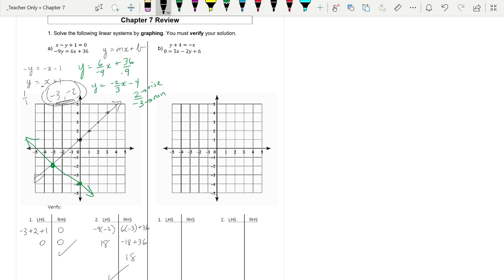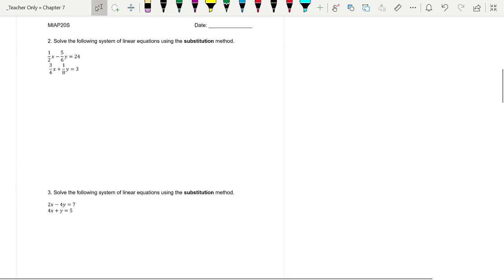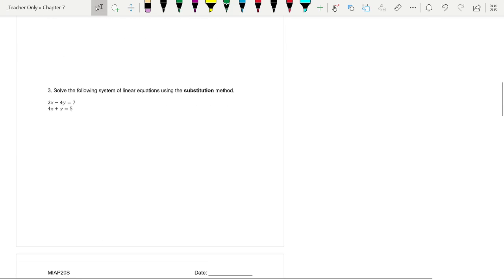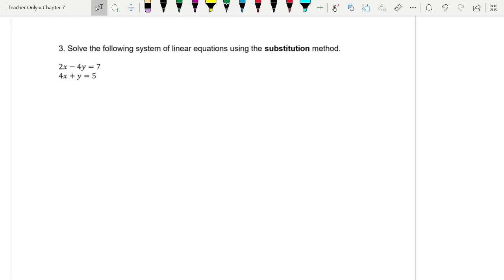Okay, so that was the first question from Chapter 7. Anything else from the Chapter 7 review? Or else maybe I'll just pick one more substitution and one more elimination. And then we'll move on. Anybody got any that they tried that they couldn't get the same answer as my answer key? Okay, I will pick one then. This one's substitution. I'll do number 3. I'll even approach it a couple of different ways.